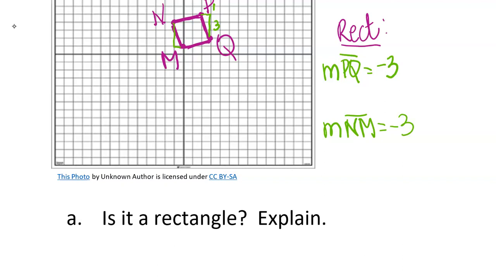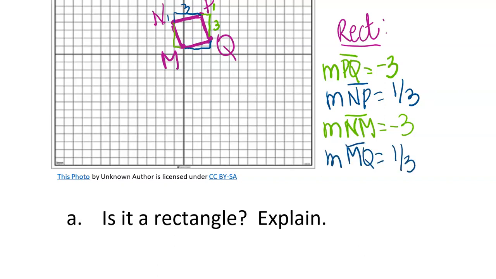And then the ones at the top, I'm going to do those in different colors. I'm going to go 1 and 3. So your slope there is NP, positive 1/3. And would this one be the same as that? Yep. So the slope of QM or MQ equals 1/3. Now, what happens when you multiply these?